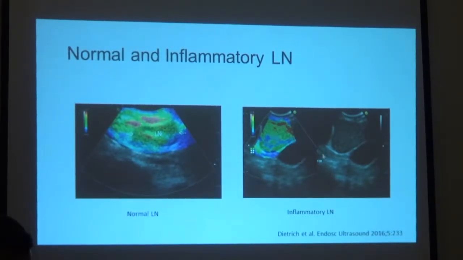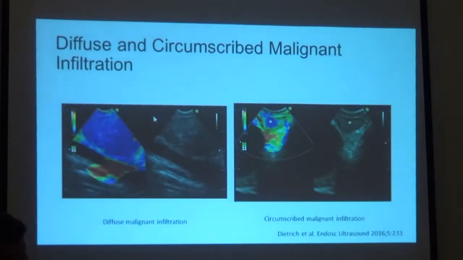Okay, so this is, for example, an inflammatory lymph node. You look at it, it's unsuspicious, and there's very little blue in it. When you see a lot of blue, then you start suspecting that there's tumor. So for example, you look at this lymph node, and it's all blue. So this is diffusely infiltrated by a tumor. This is something that you rarely see. So this is a lymph node, and if you look at it, it all looks homogeneous.